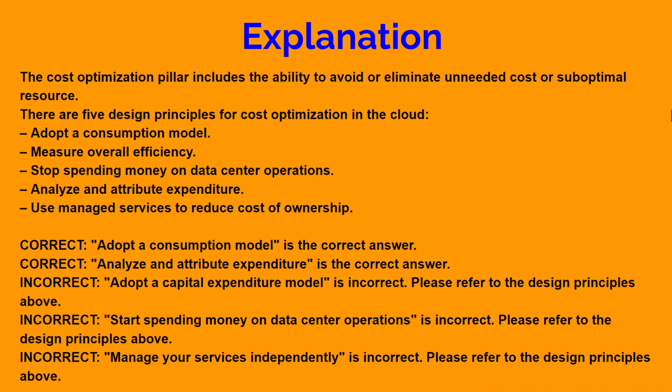Explanation. The cost optimization pillar includes the ability to avoid or eliminate unneeded cost or suboptimal resource. There are 5 design principles for cost optimization in the cloud. Adopt a consumption model. Measure overall efficiency. Stop spending money on data center operations. Analyze and attribute expenditure. Use managed services to reduce cost of ownership. Correct. Adopt a consumption model is the correct answer. Correct. Analyze and attribute expenditure is the correct answer.